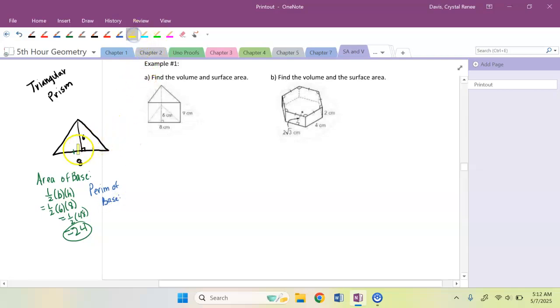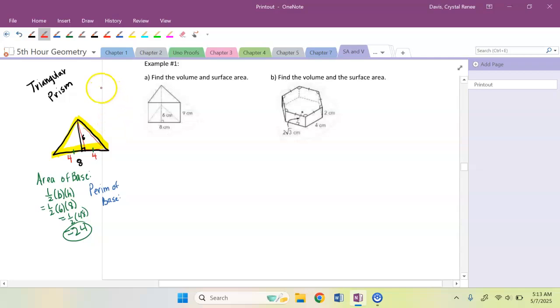Now the perimeter would just be this plus this plus this. Well, I don't have all those pieces, so I need to go and find them. If this whole thing is 8, that means this is 4 and this is 4. And then I can look at this like a right triangle.